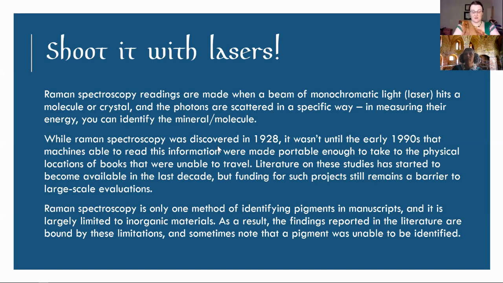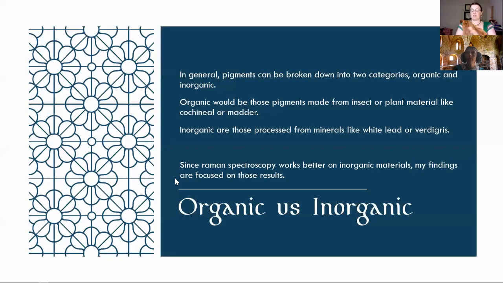So the one thing with Raman spectroscopy is that you measure the photons and they scatter in a specific way. The problem is when shooting organic material, it doesn't read as well. Raman spectroscopy is fairly specific to inorganic materials, so minerals from the earth versus matter from a plant. It can still read those, but it's not as accurate. So predominantly my findings are mineral-based. So, organic versus inorganic. When you're looking at pigments, they break into those two categories. Organics are your insects and your plants. Inorganics are going to be your rocks or other minerals like white lead or verdigris.